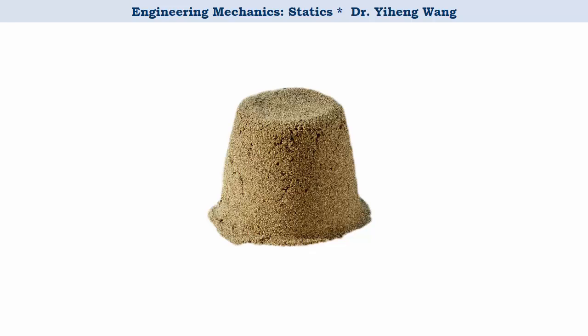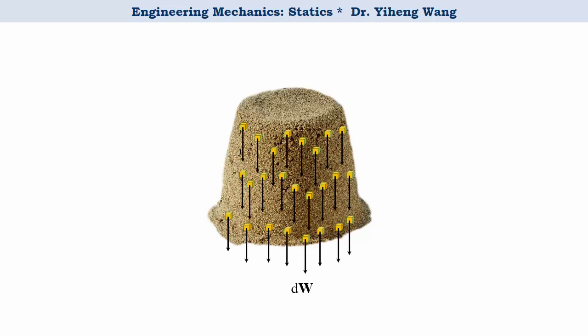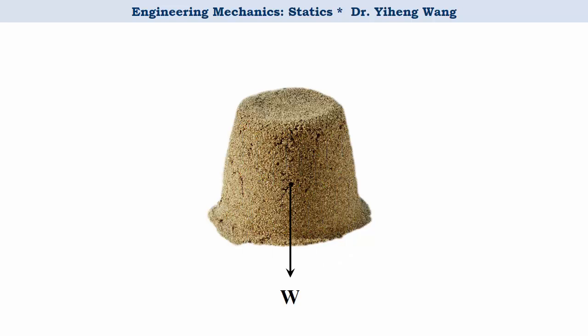Let's first look at this example. For this pile of sand, we know that its total weight is distributed throughout the pile. You can tell it is made up of the individual weight of each sand grain, and even for an individual sand grain, its weight is still distributed through its volume and is made up by the differential weights of each tiny particle inside.